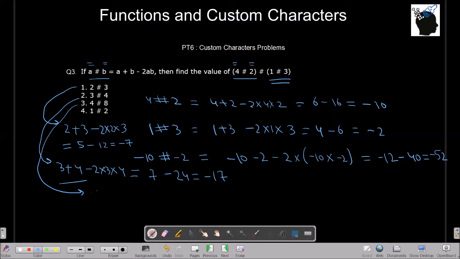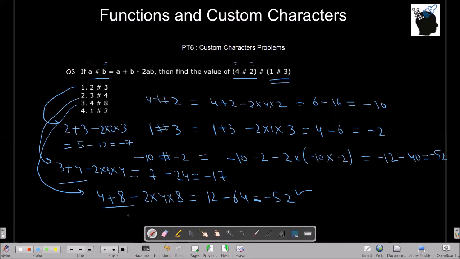So replace A with 4 and B with 8. So 4 plus 8 minus 2 into 4 into 8, which is nothing but 12 minus 8 into 4 is 32 into 2 is 64, which is minus 52, which is the correct answer.